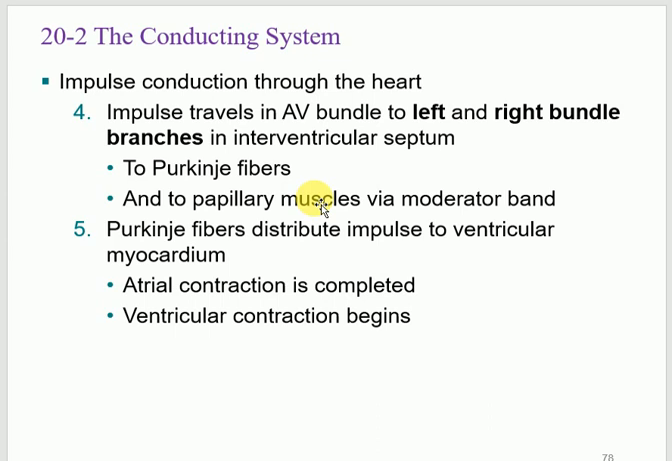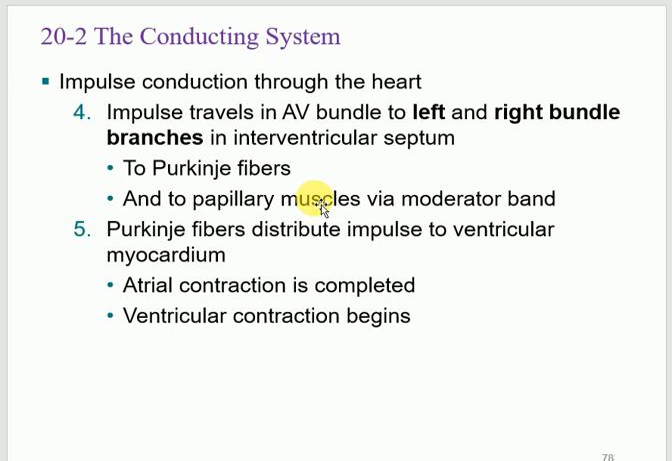And then AV bundle to the bundle branches, right and left, and then to the Purkinje fibers. Purkinje fibers will deliver the electricity to the cardiac muscle fibers. Are we following? Purkinje fibers are the tiny final branches. They will deliver the electricity to the cardiac muscles. But the papillary muscles get their own conduction through what? Moderator band. Moderator band.